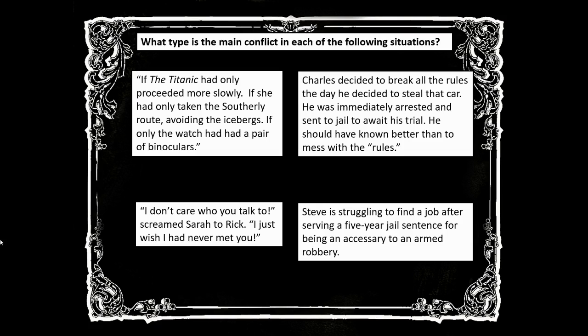Well, here I think the main conflict is person versus nature. So the captain of the Titanic and the other crew members are dealing with the crash against the iceberg, and then the crew members and the passengers are dealing with the cold, icy waters as the Titanic sinks. So the Titanic situation is definitely person versus nature.